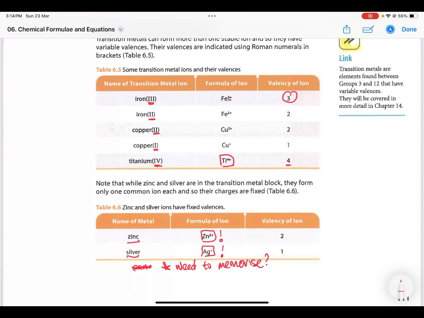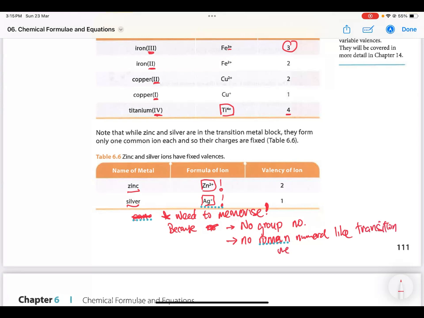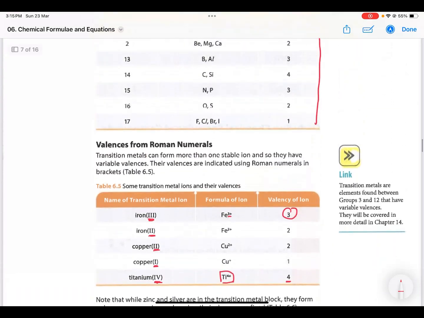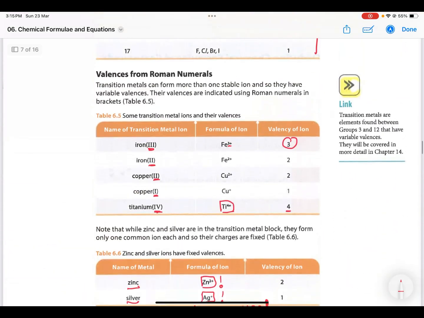Why? Okay, because two things. No group number. Second thing, also no Roman numeral like transition metals. Okay, so all this valency need to remember as well. So this forms the baseline of your formation of your chemical formula, for your general elements and stuff.